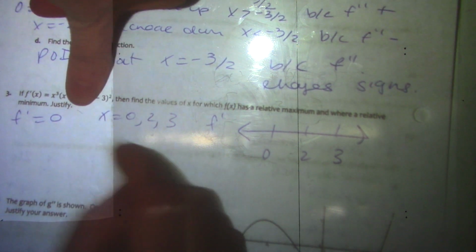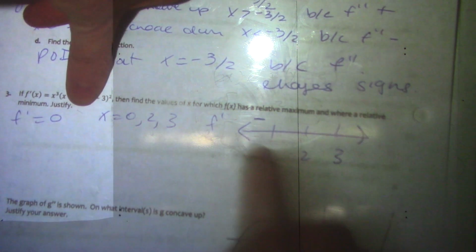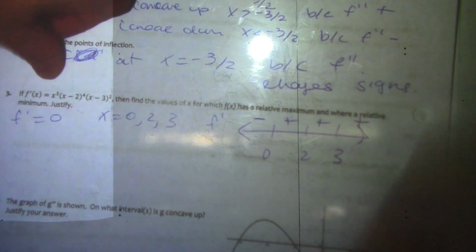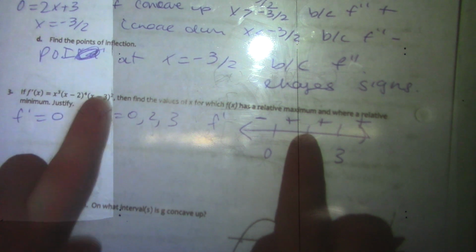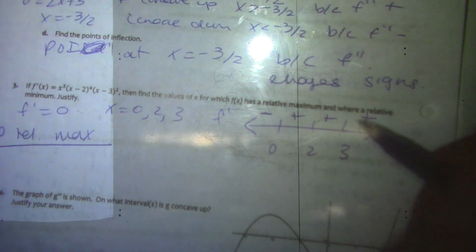So actually don't look at these. I'm really just looking at the x cubed. So it's negative here for negative numbers, and then anytime a positive number, these are all going to be positive. And it makes sense that it's not changing signs over the 2 and the 3 because these factors actually have an even power. So where I have a relative max is none. There is no relative max because it never goes from positive to negative. And I have a relative minimum at x equals 0 because f prime changes from negative to positive.